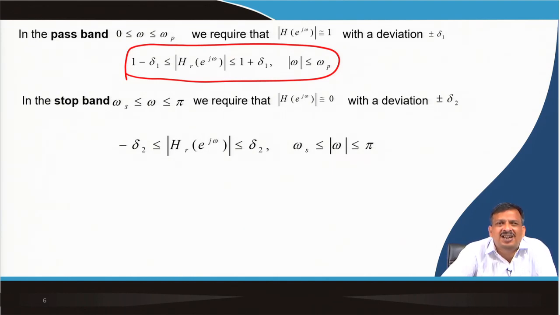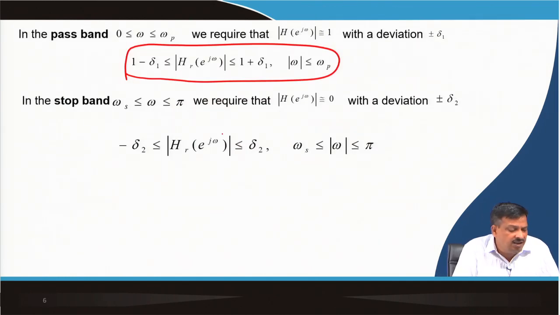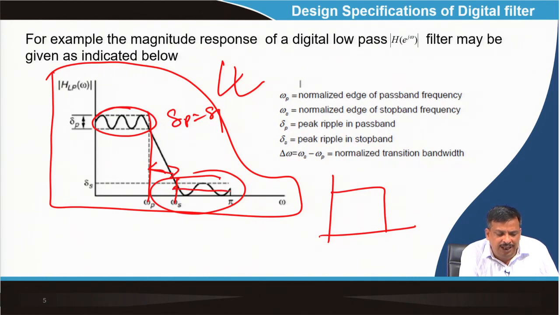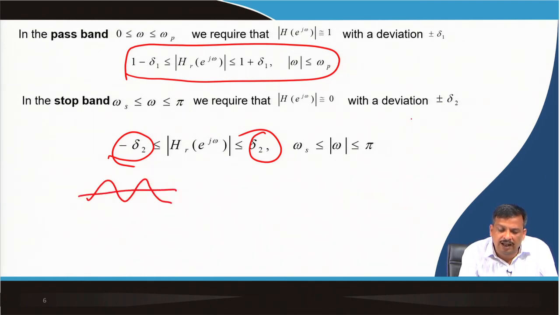Delta 1 is the deviation in the pass band. So I can say delta p is equal to delta 1, and instead of delta s I said peak to peak delta 2. So here delta 1 is peak to peak, and here delta 2 also has a peak to peak, so it is minus delta 2 to plus delta 2. The pass band ripple will vary from the ideal one, which is 1, so 1 plus delta 1 and 1 minus delta 1. So that is the pass band ripple variation.